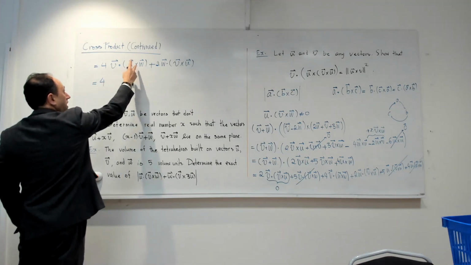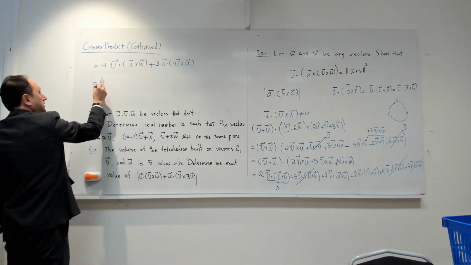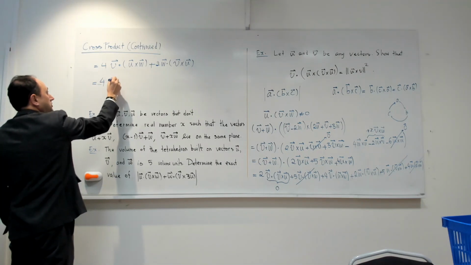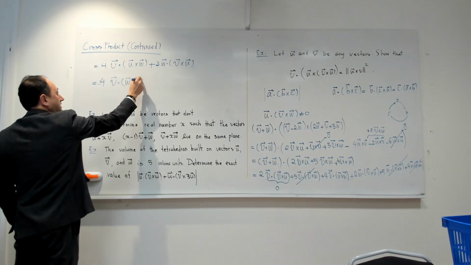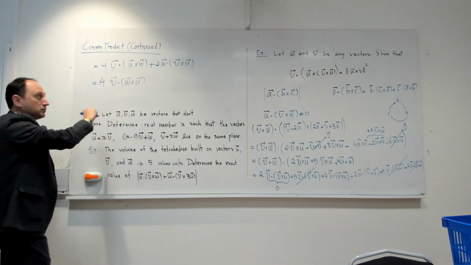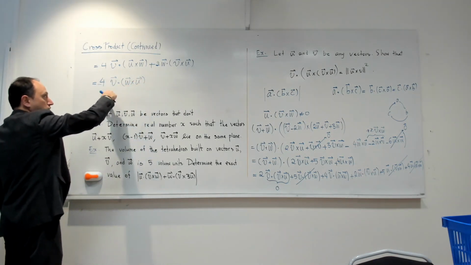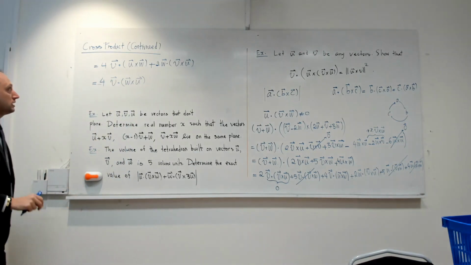If I interchange them, it becomes negative here. This becomes V dot, and then it becomes W cross U. At least now it is in the right order, because if I start reading from U, it goes to VW. So that's good. What can I do for the next one?